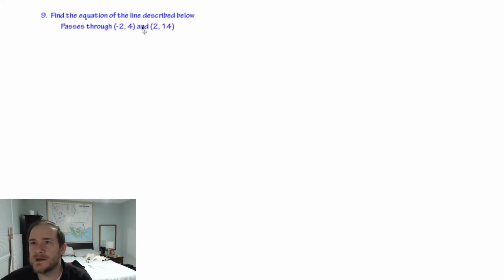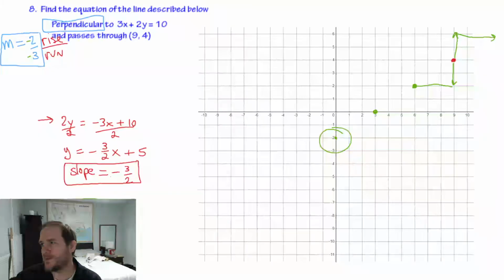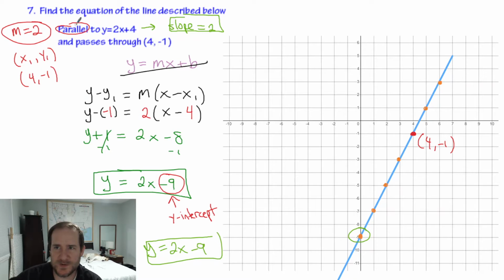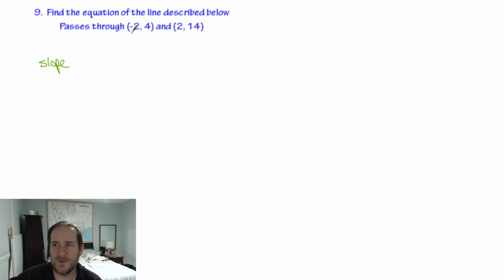9. 9 says, find the equation of the line that's described below. Okay, fine. Hopefully you remember from the last two problems that the first thing we did was to try to find our slope. In the last two problems we found our slope by just looking at the equation. In number 7 the slope was 2 because that was the coefficient of x. In number 8 the slope was positive 2 over 3 because we wanted the opposite reciprocal of the coefficient of x in this equation. In number 9 we don't have an equation, we just have 2 points.